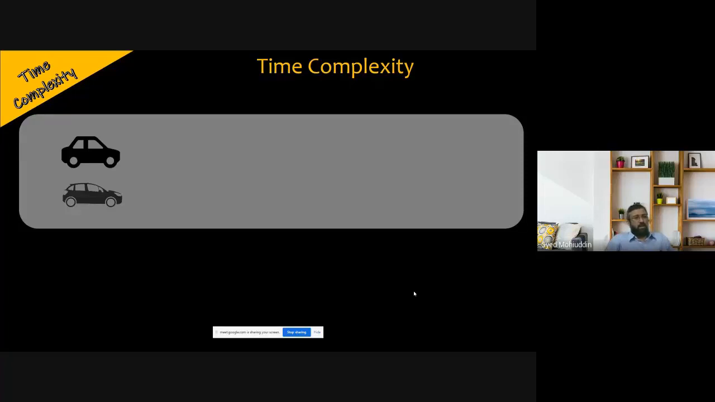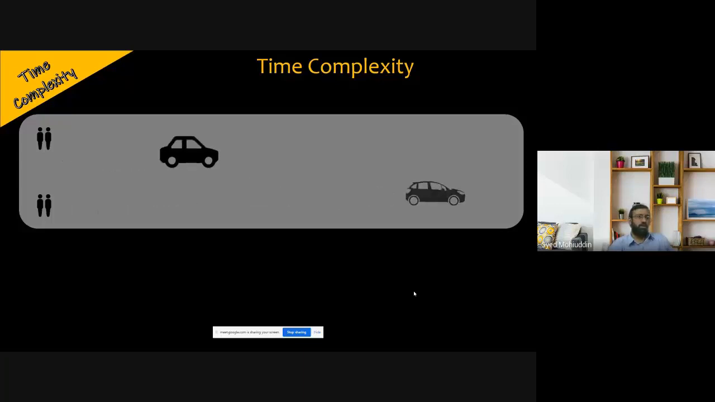Now, both cars have to go from source to destination. Assume that both the cars have the same number of people. The first car has two people. The sports car also has two people sitting in the car. Now, when they both move from source to destination, one car may take less time to reach than the other.